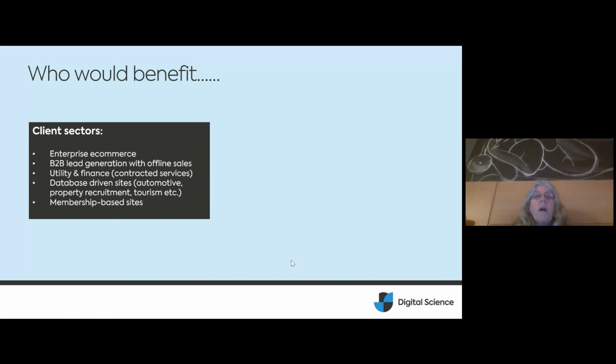Another type of business that really benefits from this sort of data integration is where you've got very, very large database-driven websites which aren't e-commerce. So this is things like automotive, property, recruitment, tourism, etc. So automotive is a great example of this. If you've got a dealership or a car showroom where you're selling large, I'm thinking of somebody like Motorpoint up in Derby.